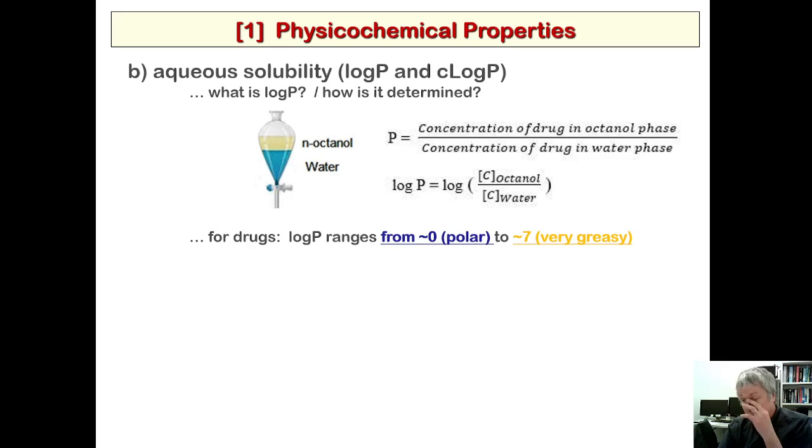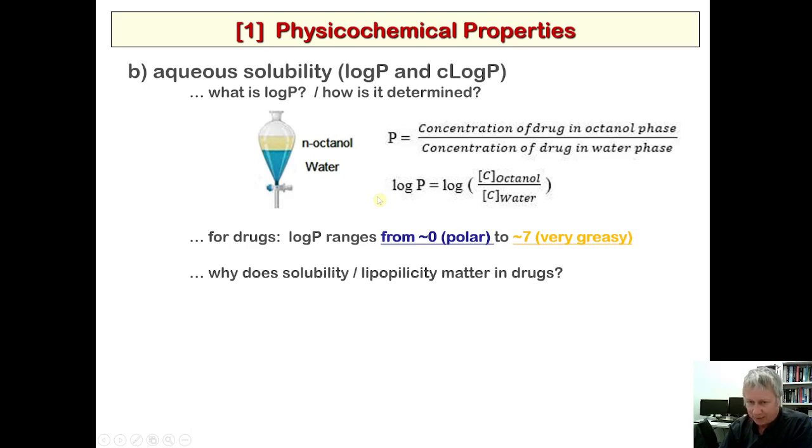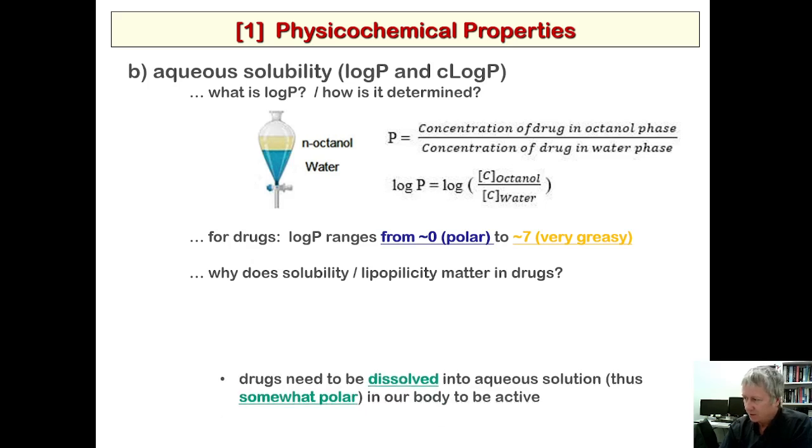So for drugs, the range of log P goes from 0, which is extremely polar, to 7, which is extremely greasy. An optimal drug is somewhere in the middle, not too greasy, not too polar. So why does solubility and lipophilicity matter? If it's too polar, it's not going to transition through membranes, and if it's too greasy, it's usually going to be insoluble, so it needs to be somewhere in the middle.